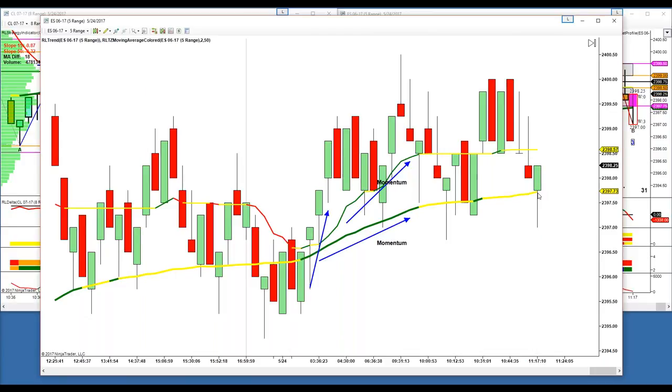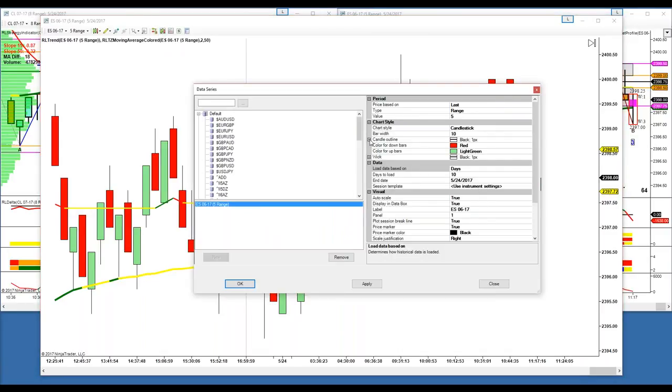Now we're on a 5 range. I just want to make sure, and just to make this easier to read, I'm just going to make the candle body outlines a little thicker.